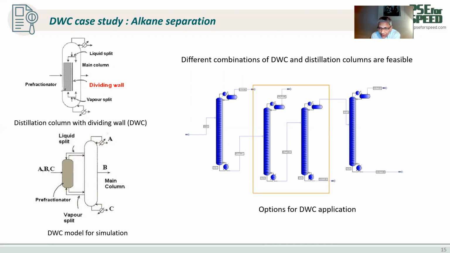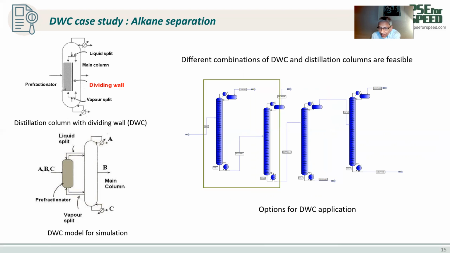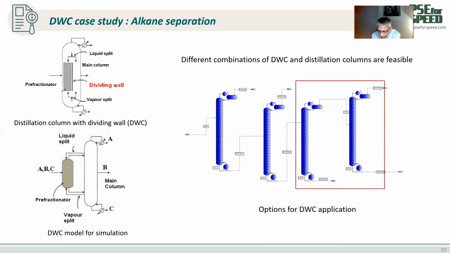If we want to combine two columns, it has to be two adjacent columns, not 1 and 3. It has to be 2 and 3, or 1 and 2, or 3 and 4, like that. So we can have the first two columns, or the middle two, 3 and 4, or we can have the last two, or we can have two dividing wall columns.